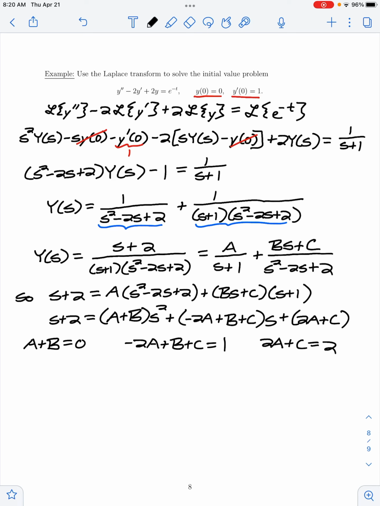So there's a number of ways I can solve for a, b, and c. I think what I would do here is to solve my first equation for b in terms of a, and solve my last equation for c in terms of a, and then substitute both of these expressions into my second equation, which would give me negative 2a plus b, which is negative a, plus c, which is 2 minus 2a, and this has to equal 1.